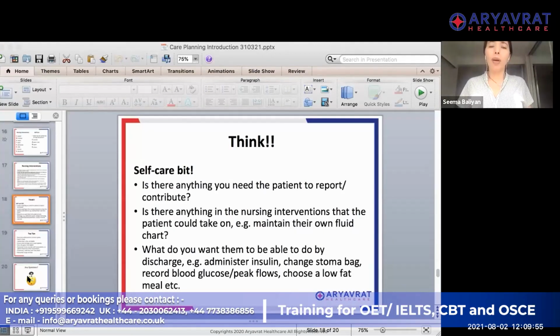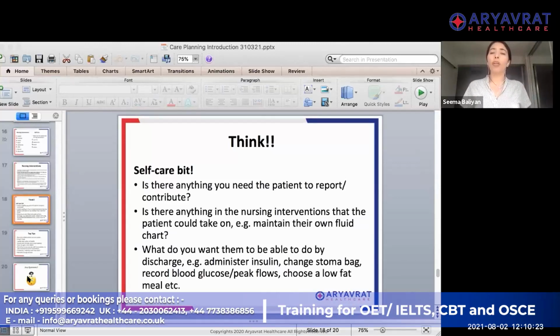You need to think about the self-care bit, that is, is there anything you need the patient to report or contribute? When you are doing the self-care, think about whether you want Raj to tell you something. Is there any nursing intervention that the patient could take on, like maintaining their own fluid chart? Or at least telling you whenever they are drinking something or have had a glass of water, so that they can tell you the time they had it.